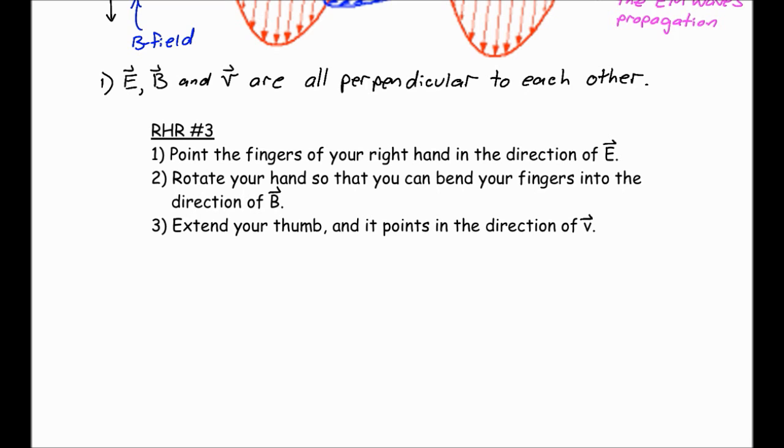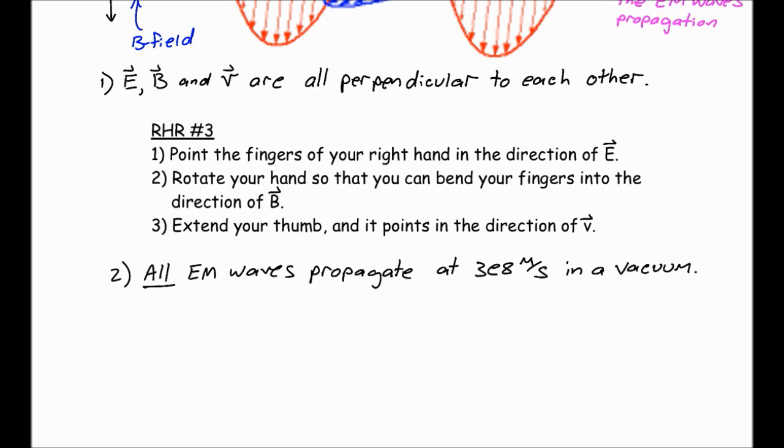The next property I want to mention is that all electromagnetic waves propagate at a speed of 3 × 10⁸ meters per second in a vacuum. So 3 × 10⁸ is the speed of light, and we give it the symbol c. And so this holds true for all electromagnetic waves at any frequency when the waves are in a vacuum.